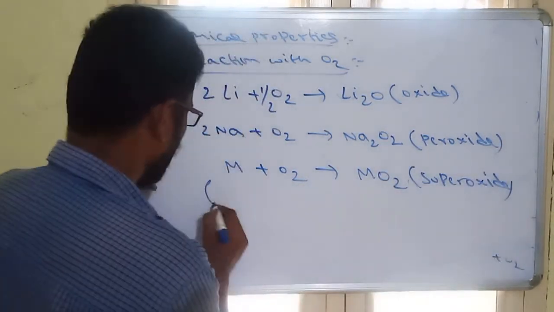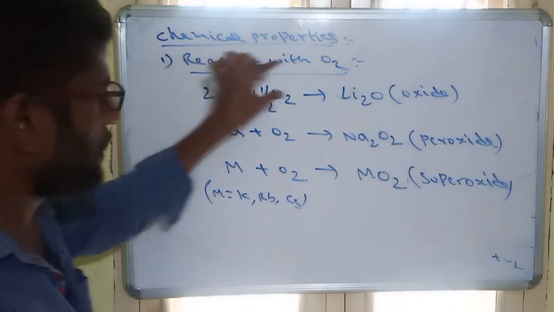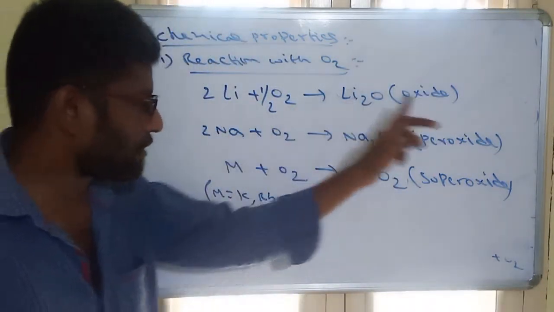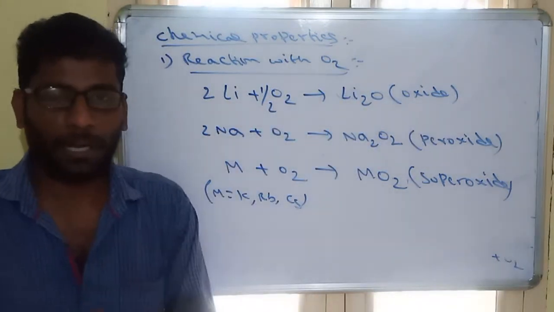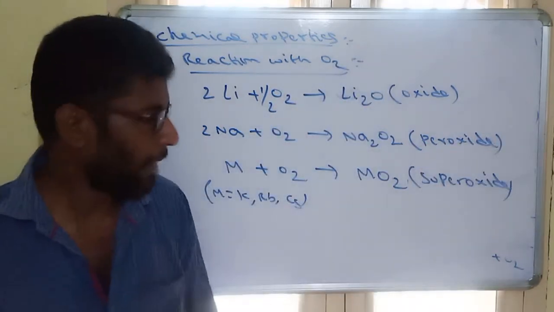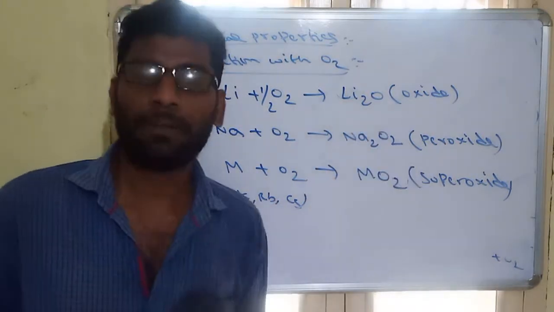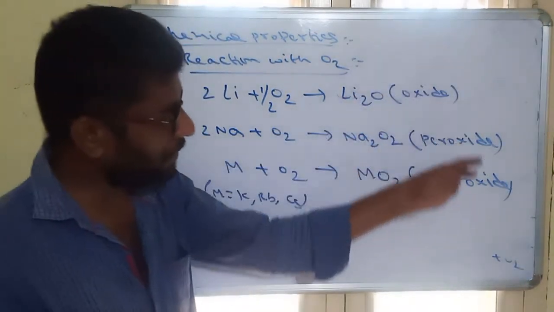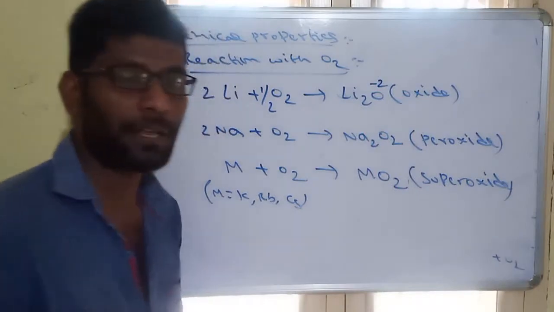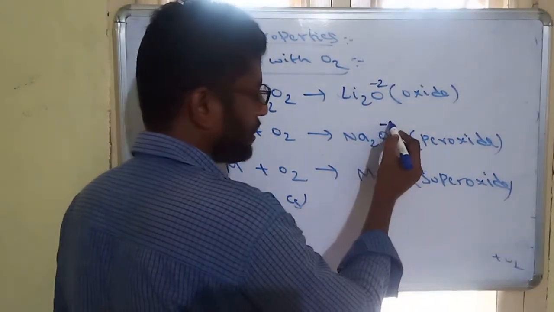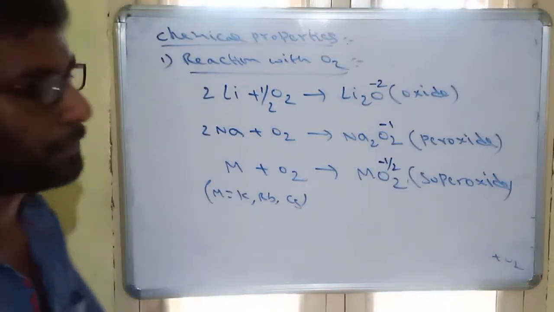So these reactions are important. Here M can be potassium, rubidium, cesium mostly. Lithium always forms oxide, whereas sodium mostly forms peroxide. It doesn't mean sodium does not form oxide. It also forms it, but under normal conditions, lithium will form oxide, whereas sodium will form peroxide. Whereas the remaining metals, potassium, rubidium, cesium, normally form superoxide. What is the difference between oxide, peroxide, superoxide? We know that in oxide, the charge of oxygen is -2. In peroxide, the oxygen charge is -1. In superoxide, the charge is -1/2.